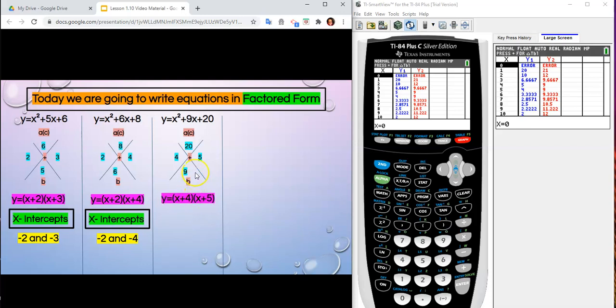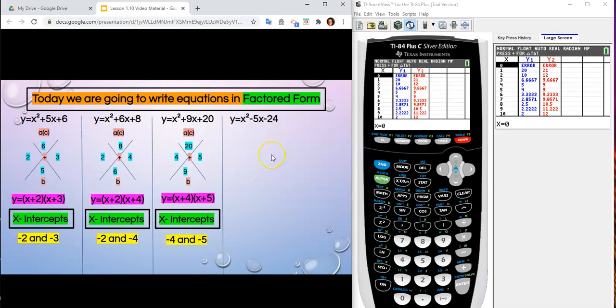When I write my equation, because 4 and 5 are my factors, my equation is going to be x plus 4, because 4 is a positive 4, and x plus 5, because 5 is a positive 5. Now, looking at this equation written in factored form, I can very easily see that my x-intercepts are -4 and -5. Okay? Is it getting easier? All right, let's try another example here.